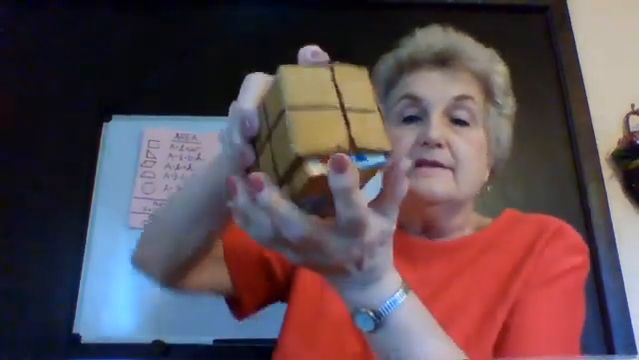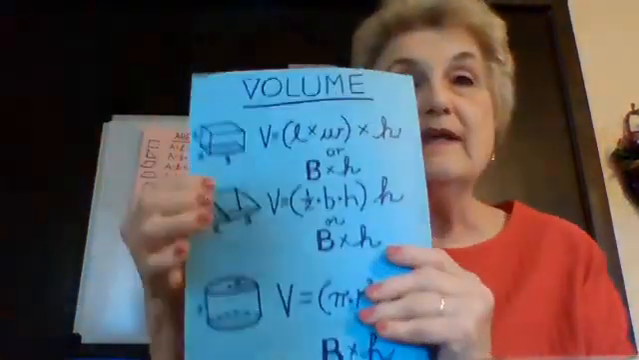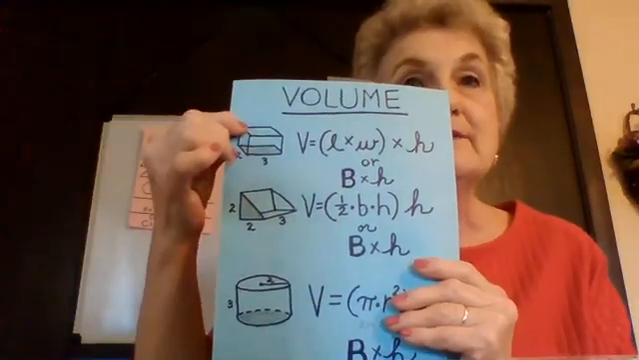This particular rectangular prism is 3 blocks long, 2 blocks wide, and 2 blocks high. If I were to open it up, we'd find out 3 times 2 is 6 times 2 is 12. I have 12 cubes inside. That's how you find the volume, or the inside, of a rectangular prism. 3 times 2 is 6 times 2 is 12.